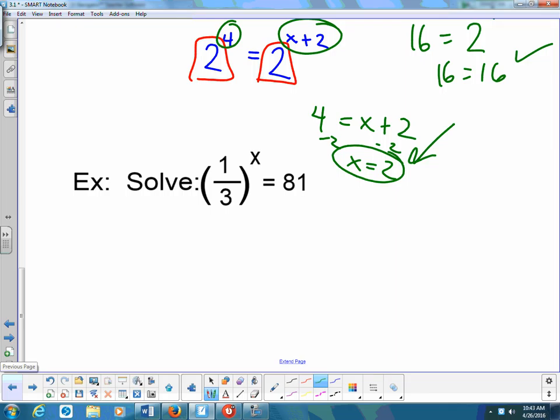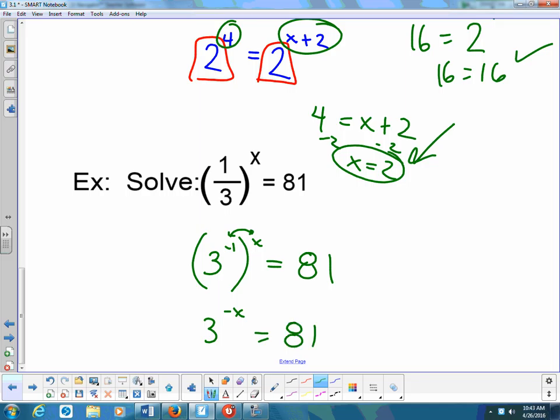1/3 raised to the x equals 81. Well, can we rewrite this? Rewrite 1/3 as 3 to the negative 1, raised to the x, has to equal 81? And that means that's really 3 to the opposite of x, because I'm raising a power to a power, so I need to multiply these.